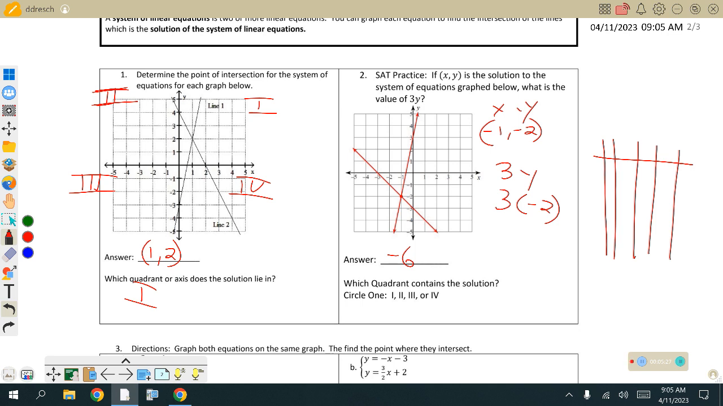Where is our intersection located? That is located in quadrant what? Quadrant 3, isn't it? Okay. So that's some of our SAT practice. Usually there's about one of those a year on there.